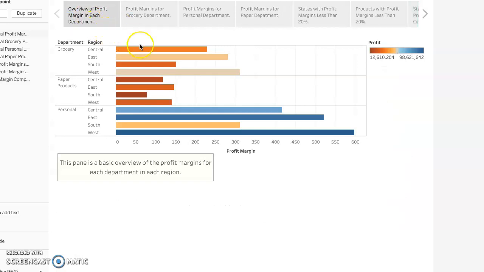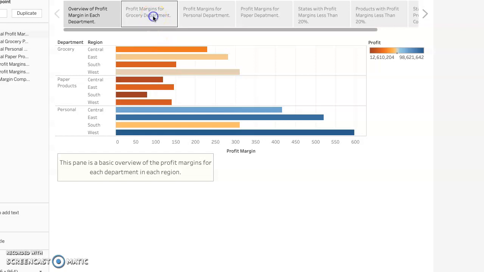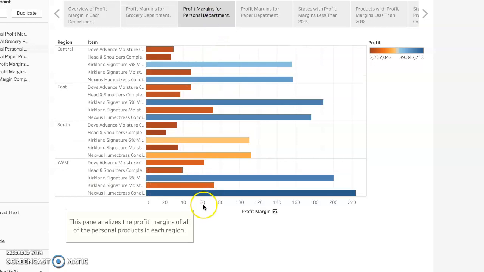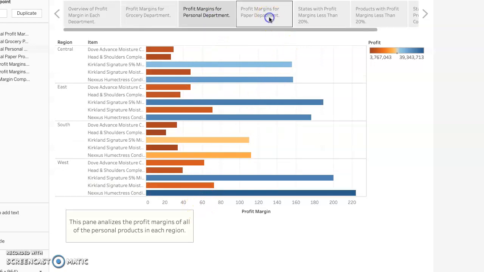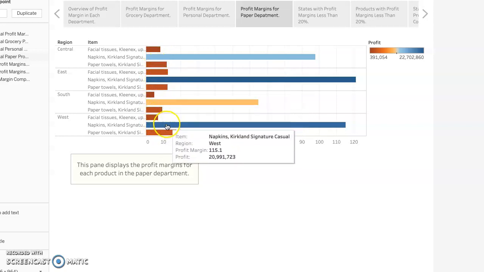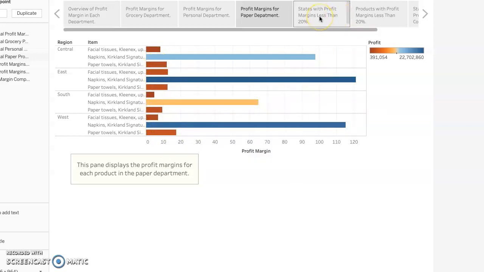So we have the overview, which I explained earlier. It was just kind of the basis, what I looked at first before I started diving deeper into the profit margins. We have our 3 departments here, starting with the grocery, going to personal, and then finally paper here, which again is where I started to see some decline in the profit margin.